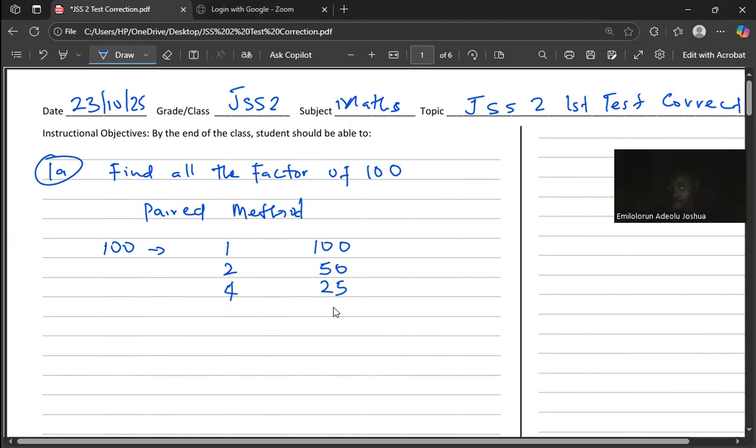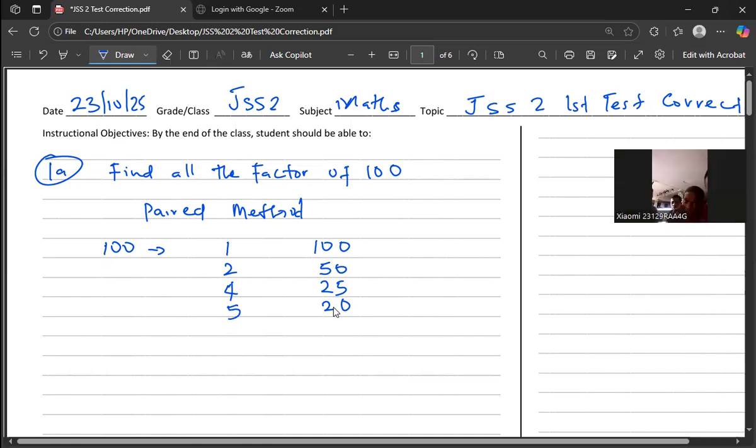Does 5 divide 100? Yes, sir. How many times? 20 times. Okay, so after 5 is 6. Can we use 6? No, sir. 6 does not divide 100. So after 6 is 7. Can we use 7?